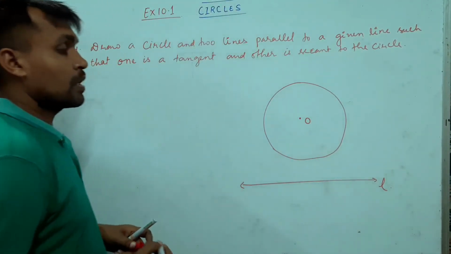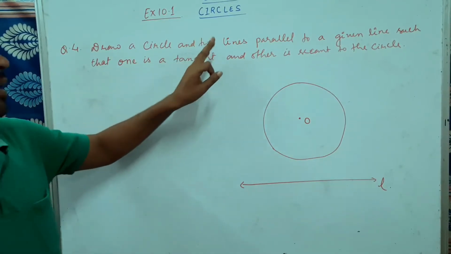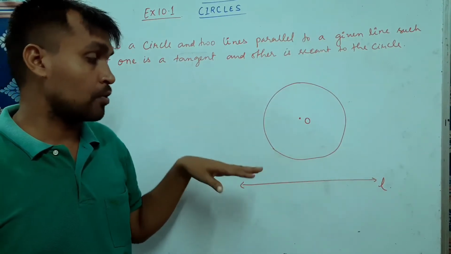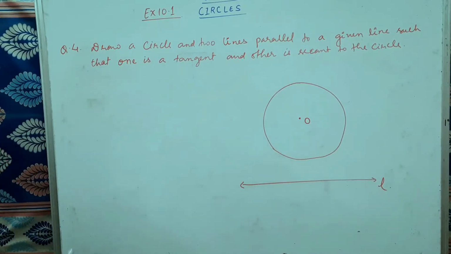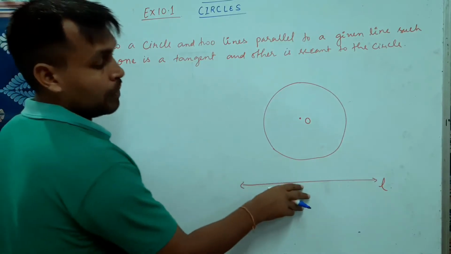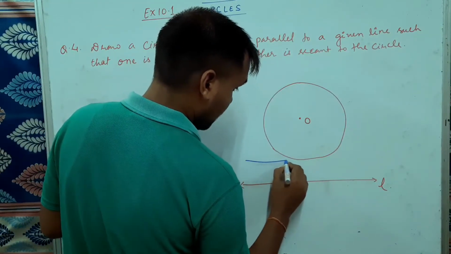Okay, so they are telling us to draw a circle and 2 lines parallel to a given line. So we have to draw 2 lines which should be parallel to this line such that one is tangent. So such that out of these 2 lines which we are going to draw, one should be parallel to this line. So let's take another line.